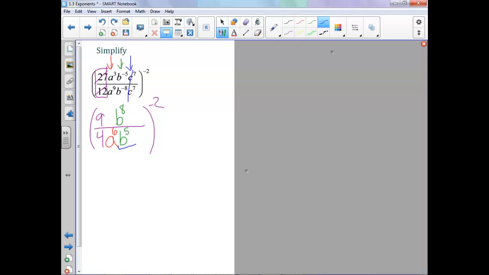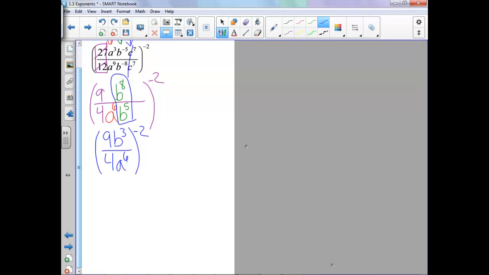Now, let's still worry about these b's. And remember, when you divide, you can subtract your exponents. So when we subtract our exponents, we'll have b cubed, and that will be in your numerator. And then we still have all of this to the negative 2nd. Look at already how much easier and simpler this looks.